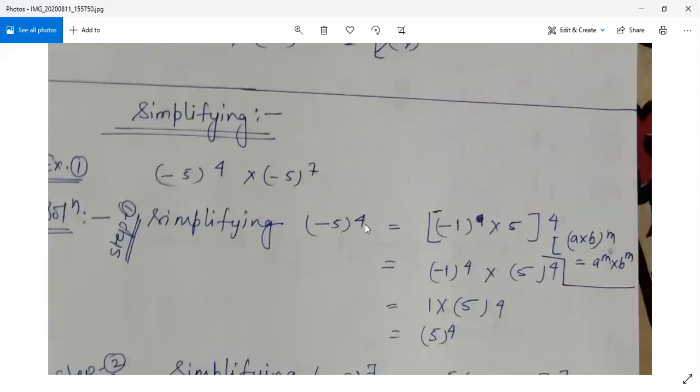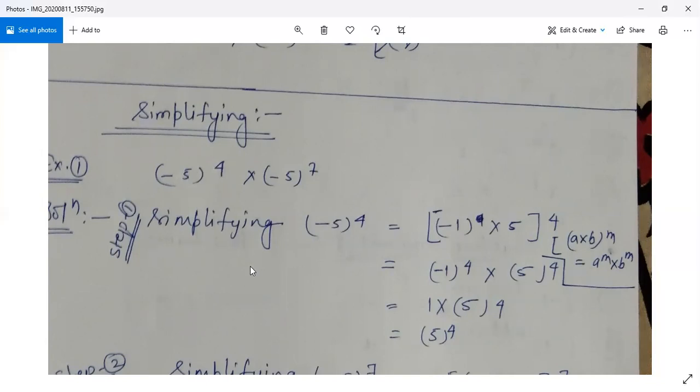See how we can simplify. The first example is like this: (-5) to the power 4 multiply (-5) to the power 7. You have to simplify this whole combination. For that, in the first step, you have to simplify (-5) to the power 4. For simplifying (-5) to the power 4, once again you have to use the formula which I reminded you earlier: (-a) whole to the power m is equal to (-1 into a) whole to the power m, which is equal to (-1) to the power m into a to the power m.